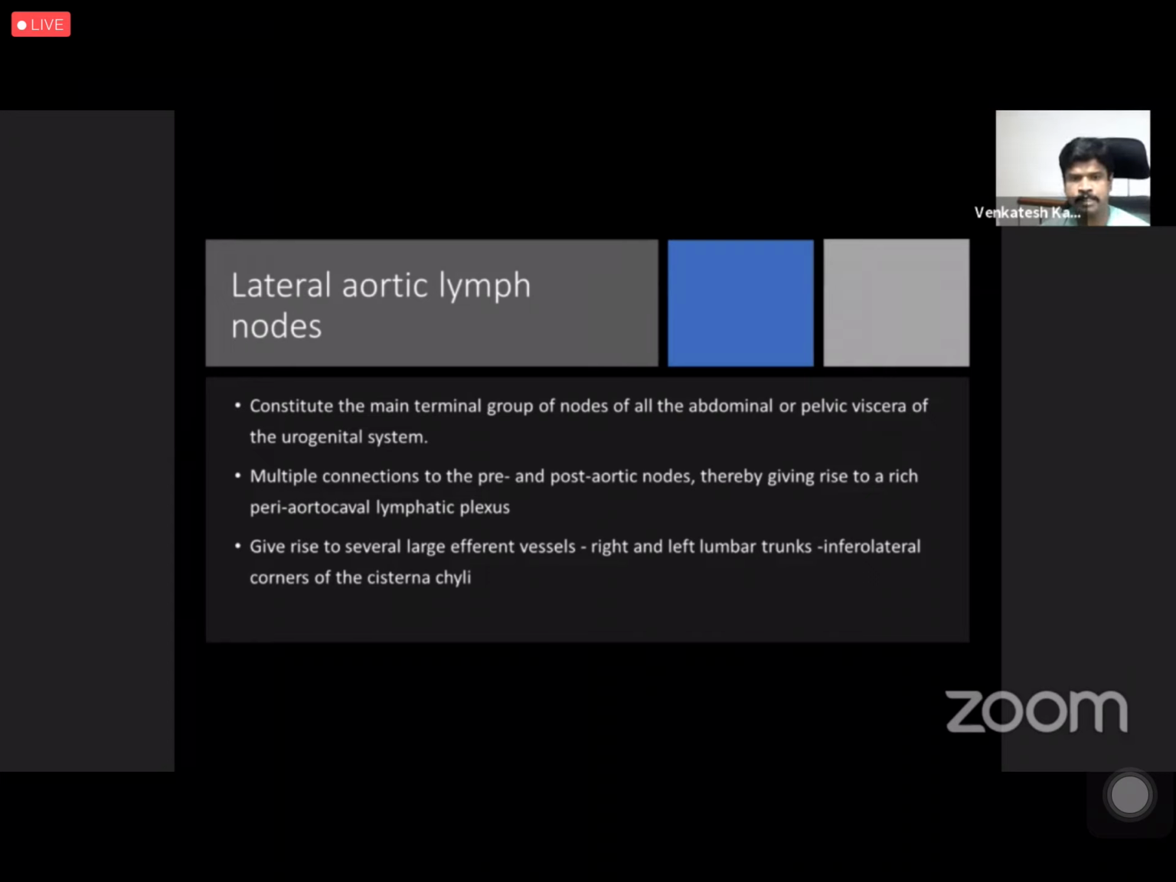and it has multiple connections to the pre-aortic and post-aortic group of the lymph nodes. And from here, it drains into two important trunks. One is the right and another is the left lumbar trunk. So right and left lumbar trunks give rise to that, and it joins with the cisterna chyli. So we know that pre-aortic group of lymph nodes ends in the intestinal trunk and it opens into cisterna chyli. The lateral aortic group of lymph nodes further ends in the lumbar trunks, right and left lumbar trunks, and that opens into the cisterna chyli.